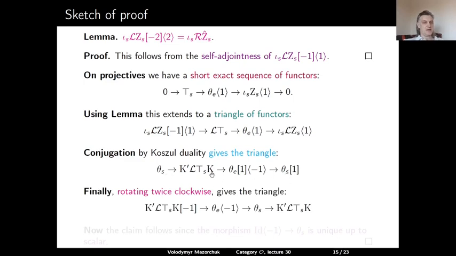Now we can rotate these triangles twice to the right, and we have this triangle of functors. And from this triangle of functors, we readily see that the conjugation of twisting by Koszul duality is the cokernel of the unique natural transformation from theta e shifted by minus 1 to theta s. So this proves Koszul duality of shuffling and twisting functors.